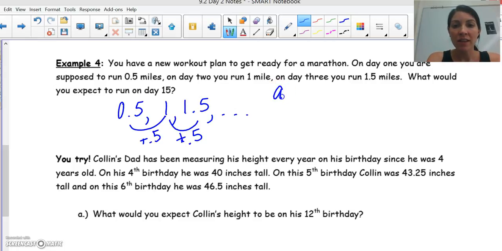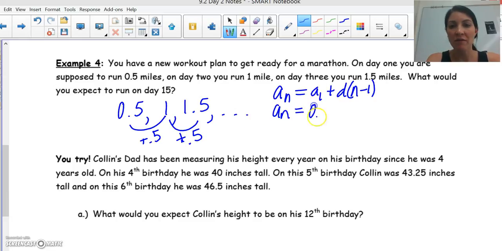So to rewrite the explicit formula, it's a sub n equals a1 plus d parentheses n minus 1. So let's plug in what we know. We know the first term was 0.5. That's how many miles I ran on the first day. Plus your common difference. We got that over here. It's 0.5. These just happen to be the same. It won't always be that way. And then parentheses n minus 1. Okay, let's distribute this 0.5.